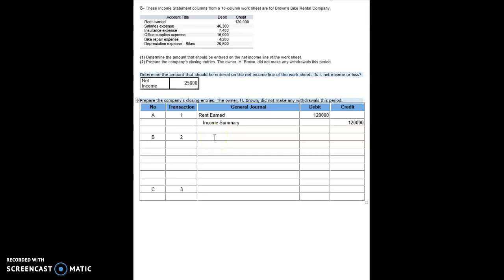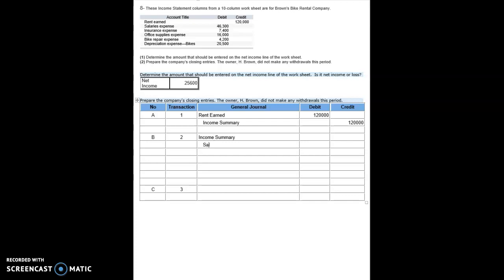The next step is to close the expenses. So expenses have a debit balance, so that means we have to credit them to make them zero. So the account we're going to debit is, again, we're trying to summarize income by taking revenue minus expenses. So we're going to debit that income summary account. We don't know for how much yet. We have to figure out our debits. So now we're going to credit each of those expenses they had up there.